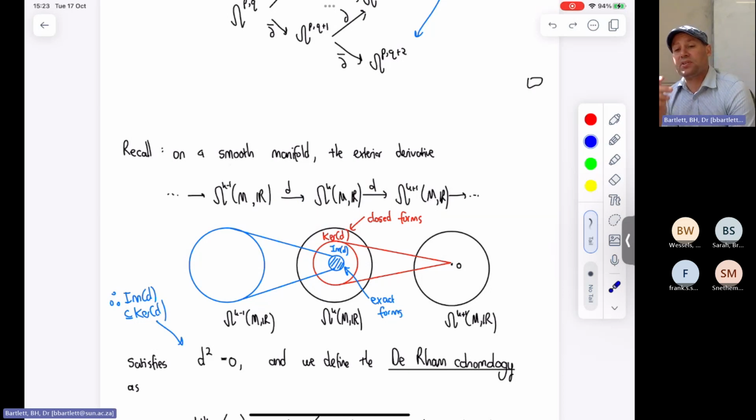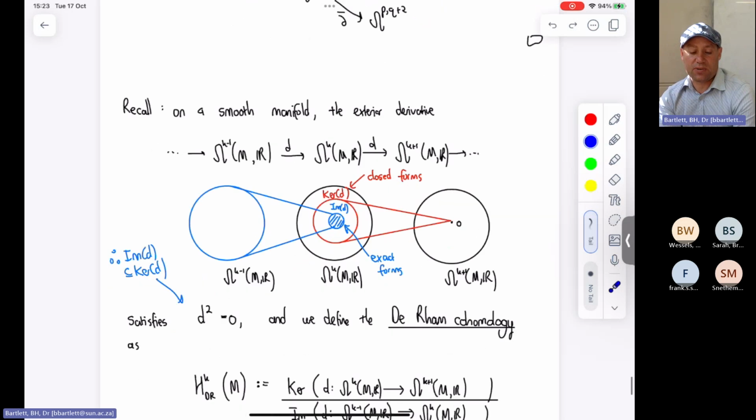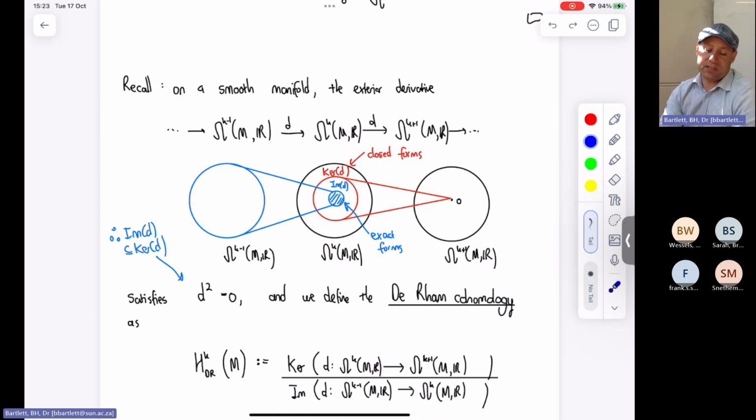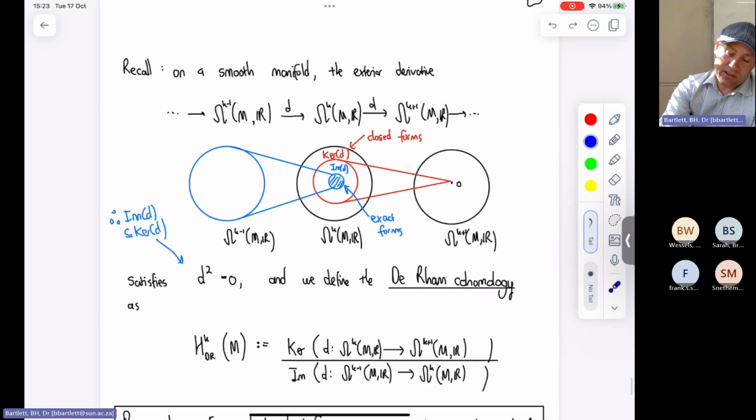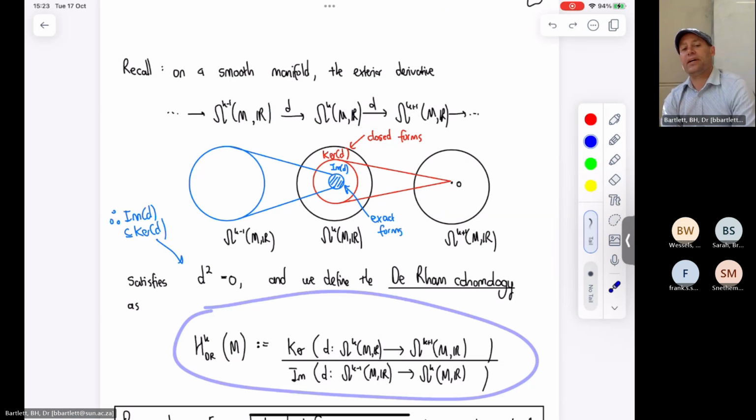So we can calculate the quotient vector space, right? That's called the de Rham cohomology vector space. So it's the kernel of this d quotiented by the image of this d. Right?